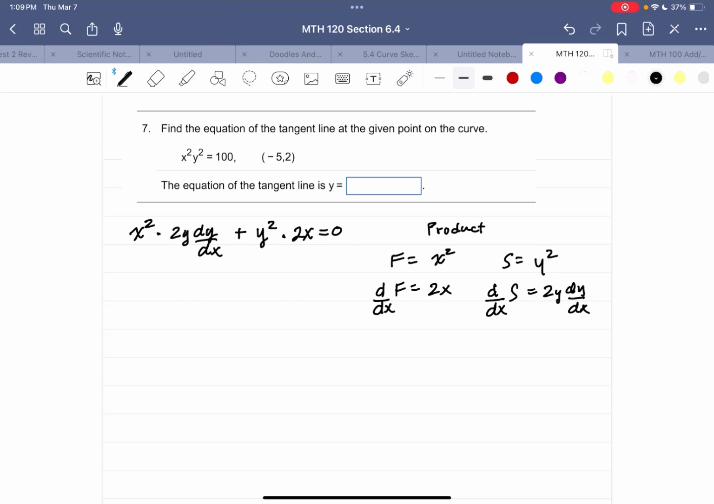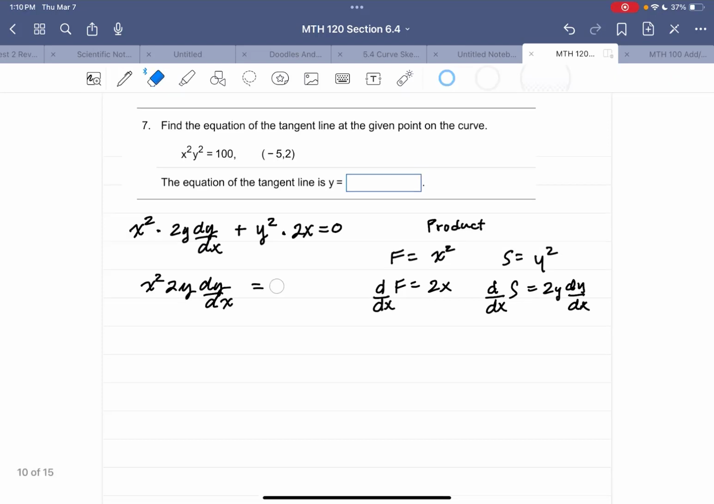Now I want to solve for dy/dx because that's the formula for the slope of the tangent line. So I'm going to keep this first one, x squared 2y dy/dx, on this side, but I'm going to subtract to get negative y squared 2x to the other side. I want to divide both sides by x squared 2y to isolate my dy/dx.